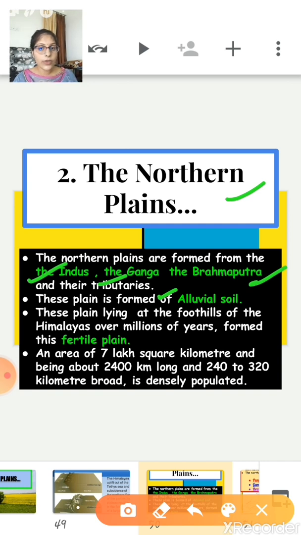And if we talk about the area of the northern plain, the total area of the northern plain is about 7 lakh square kilometers, and it is about 2400 kilometers long.